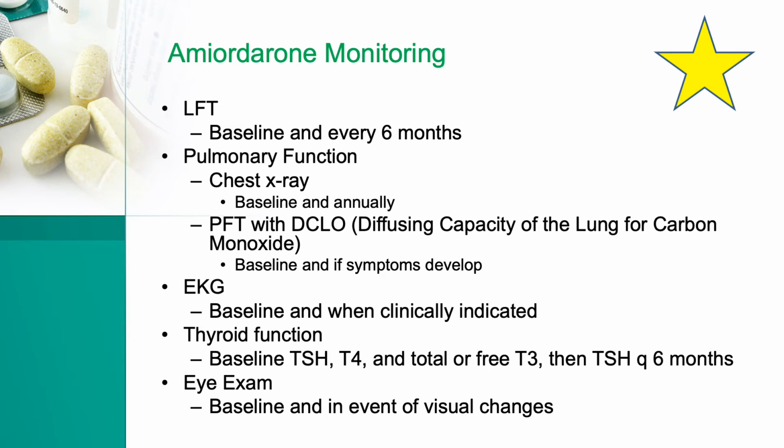Thyroid function at baseline: the TSH, free T4, and total or free T3, and then TSH every 6 months. The incidence of hyperthyroidism may be as high as 12%. The incidence of hypothyroidism may be as high as 22%. The hypothyroidism is obviously more common, but the hyperthyroidism is more dangerous. Eye exam at baseline and in the event of visual changes.